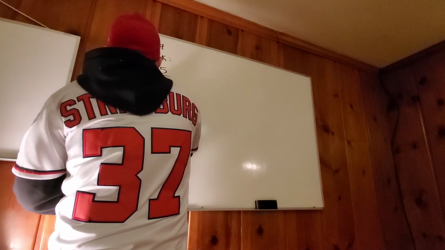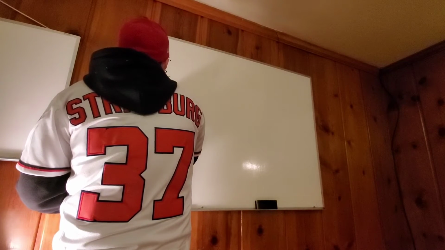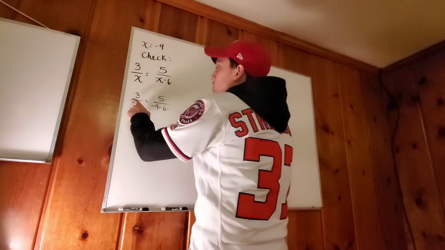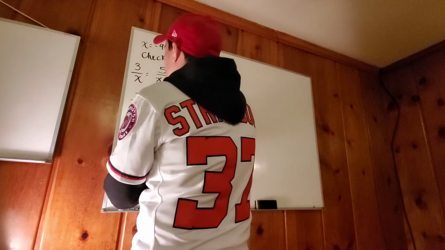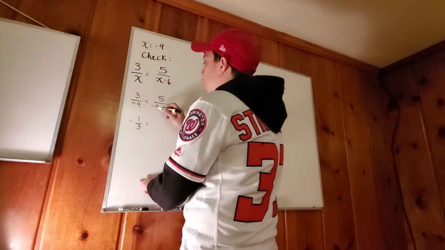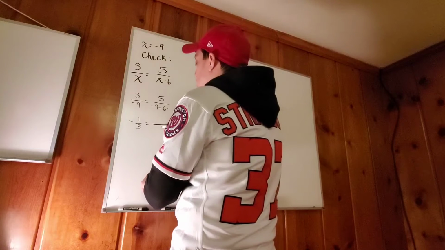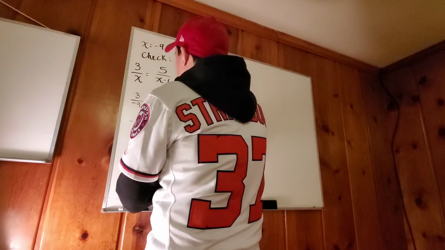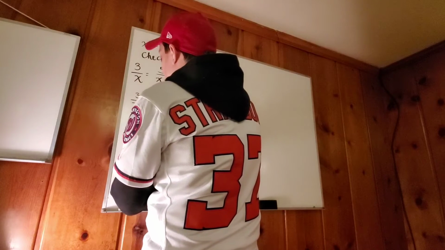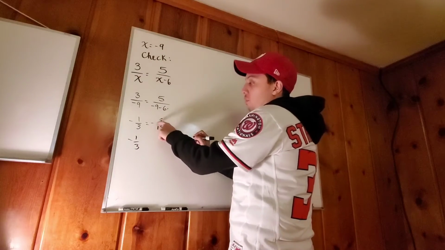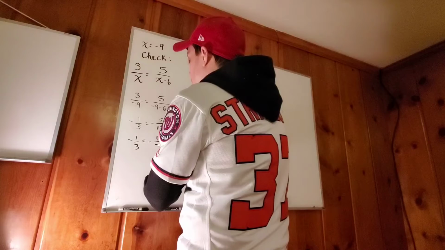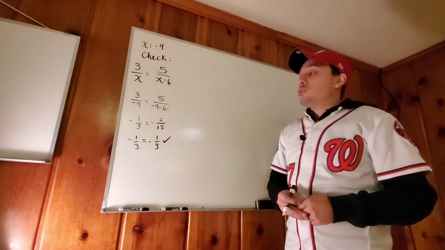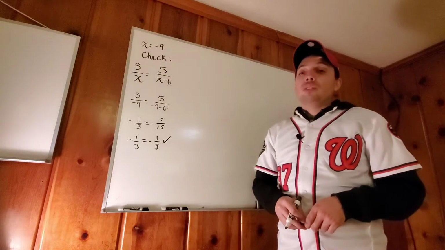And it's going to be 3 over negative 9 equals 5 over negative 9 minus 6, right? Just like that. And so 3 over negative 9 is going to be negative 1/3. And 5 over negative 9 minus 6 is going to be 5 over negative 15. And so negative 1/3. 5 over 15 is the same thing as negative 1/3. The solution checks out, so it's not an extraneous answer. The answer is x equals negative 9.